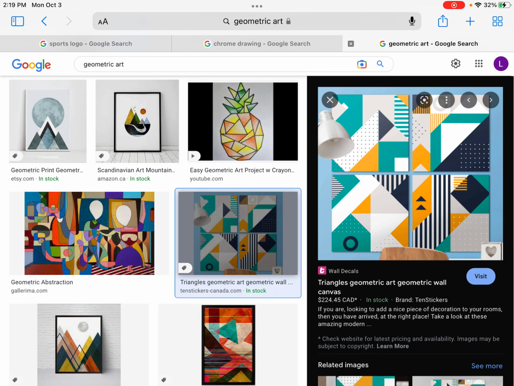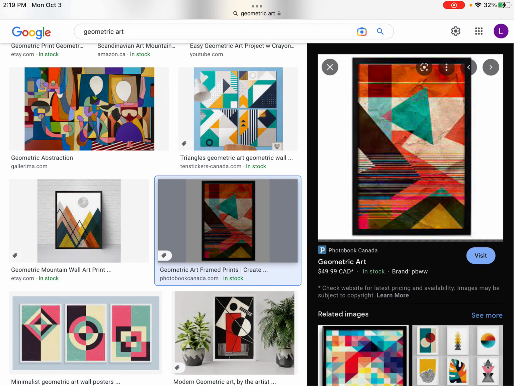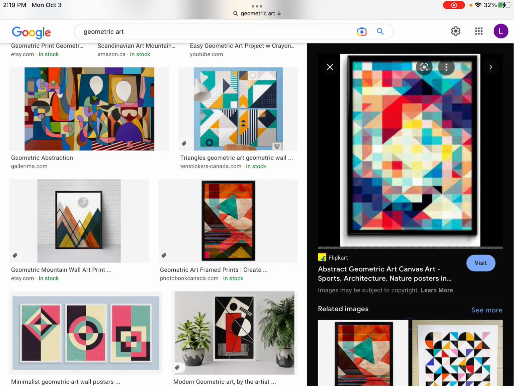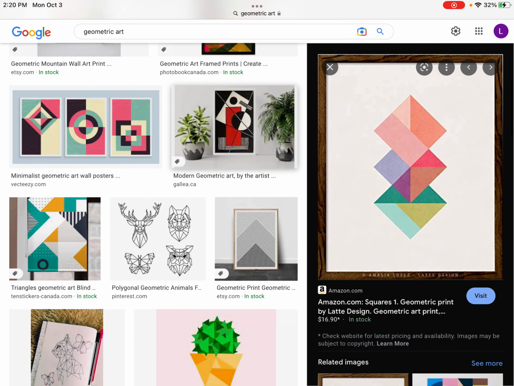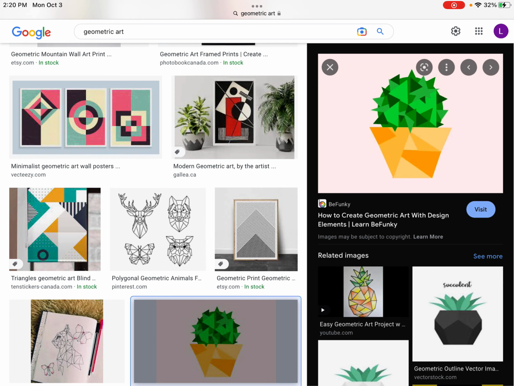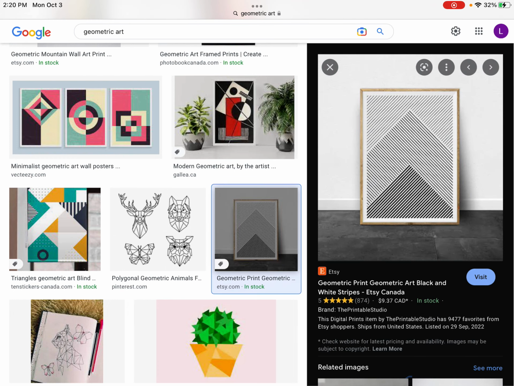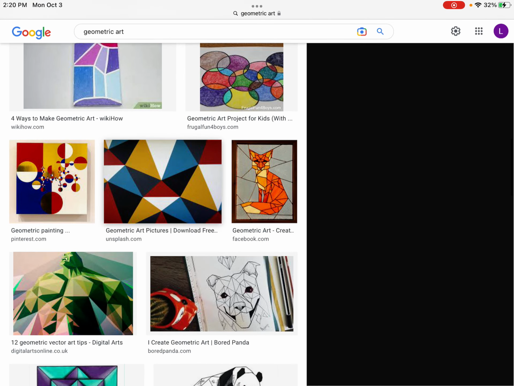This is geometrical art because there is nothing else for me to see other than geometrical things. Same here. This is only geometrical things. This is only geometrical, only geometrical. This is not. These are animals. These are figurative. This is a cactus. It's not geometrical art. This is, right?